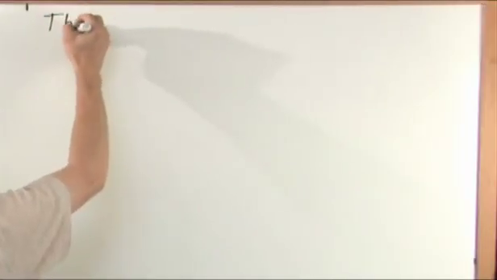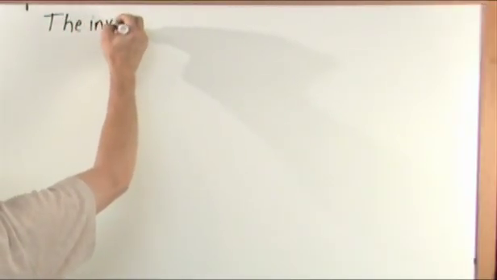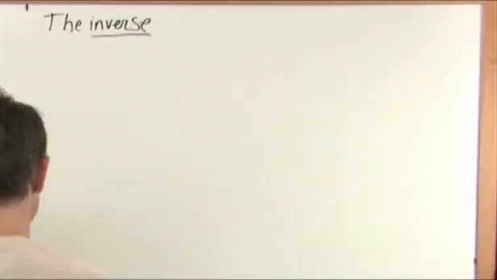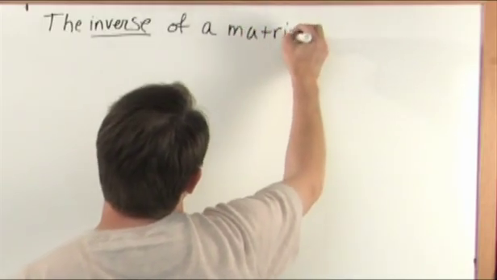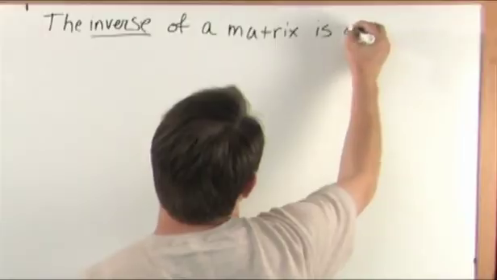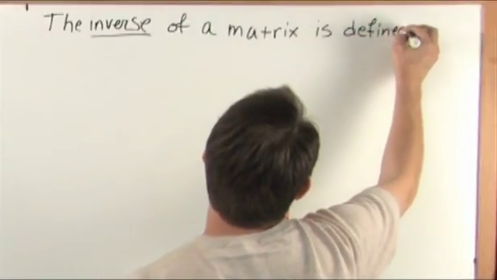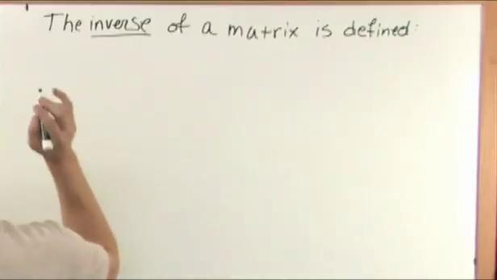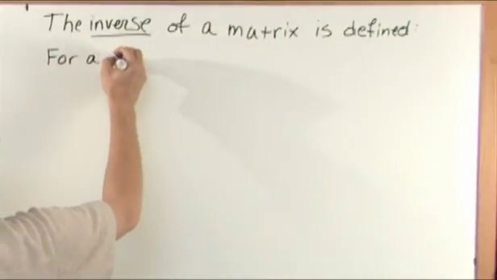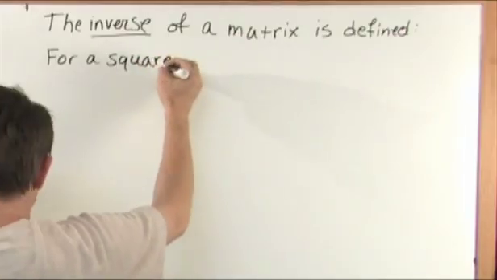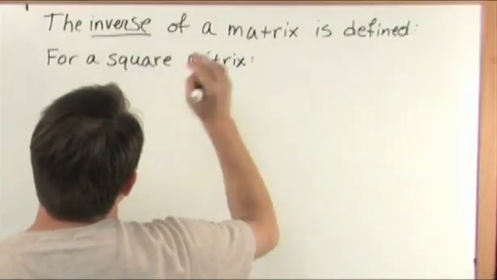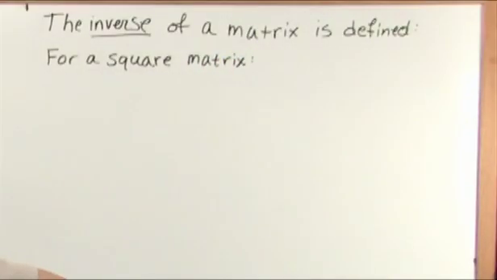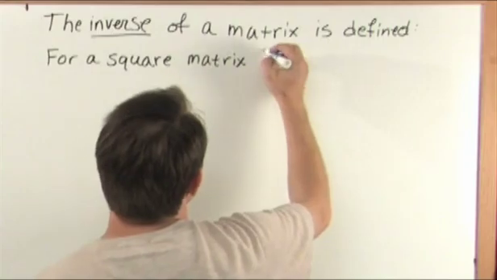So here's the definition, and we'll get to some problems. The inverse of a matrix, that's a definition, so I'm going to underline it, is defined as follows. And you must have a square matrix. We'll talk about that a little bit more, but when you take the inverse of a matrix, it has to be a square matrix, and for a square matrix, I'm going to go ahead and put in parentheses n by n.